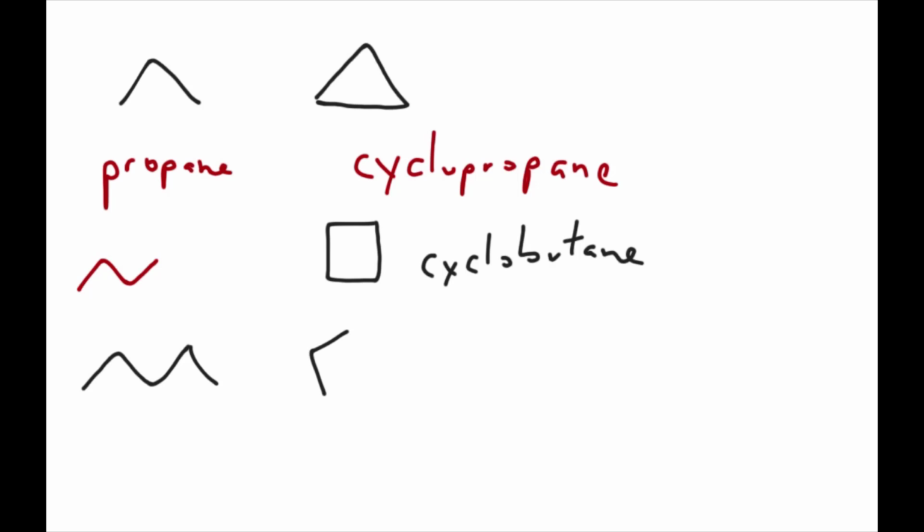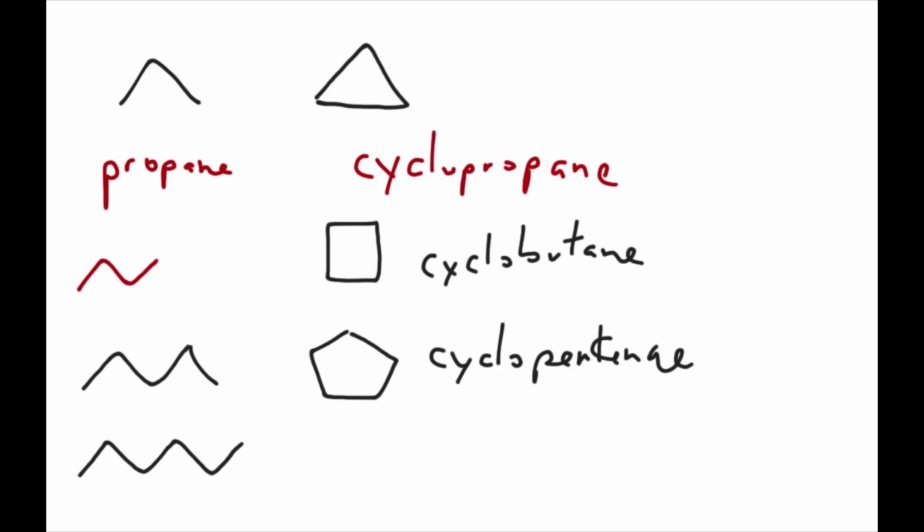From a pentane, we have a cyclopentane, and further, cyclohexane, and so on and so forth. Later we'll get into more with the naming the substituents on these cyclic compounds.